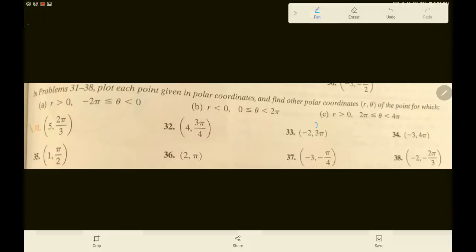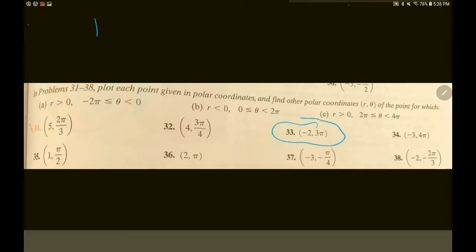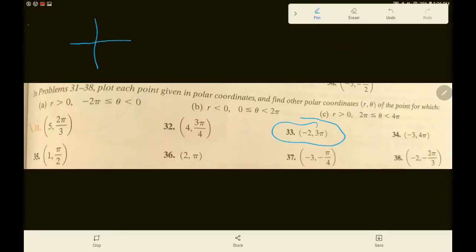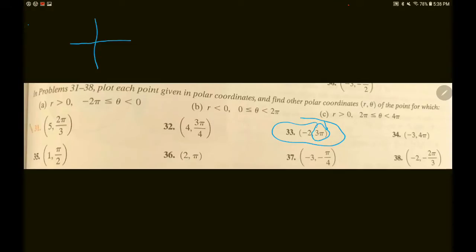So your mother said that you wanted help with number 33. So first we're going to start by plotting this point. I'll show you how to do that. There's our coordinate axes. The first thing to look at is the angle, 3 pi.